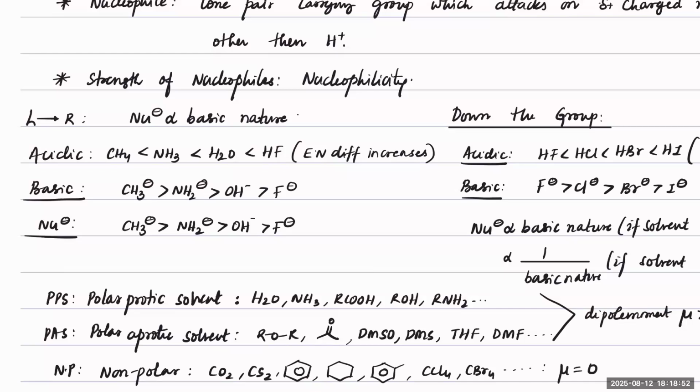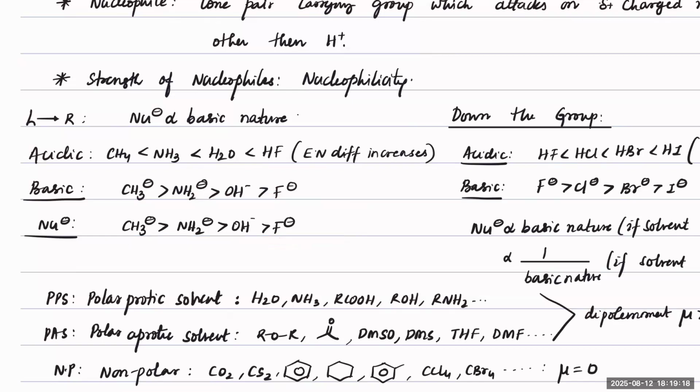But what is happening to the conjugate base? Because this is the weakest of the acids, its conjugate base will be the strongest. So CH3 minus will be the strongest base, then NH2 minus, OH minus, and F minus. Since this is the basic character, the nucleophilic character follows the same. So this is the nucleophilic character that you have.